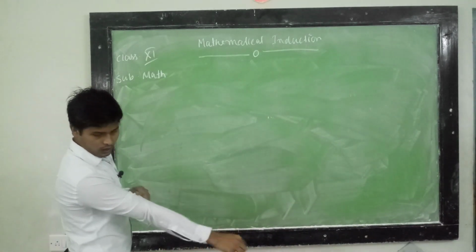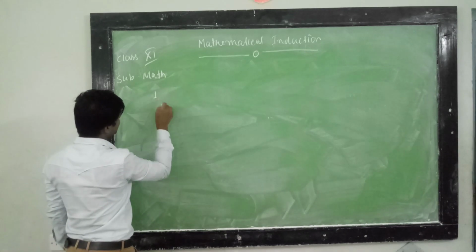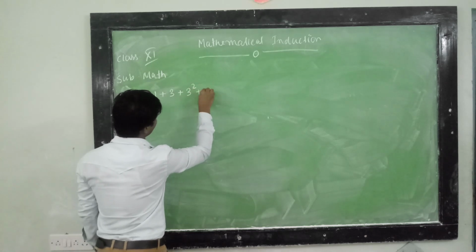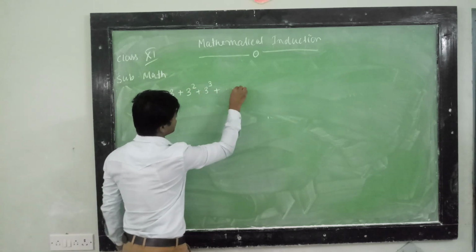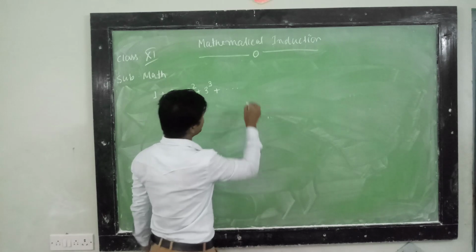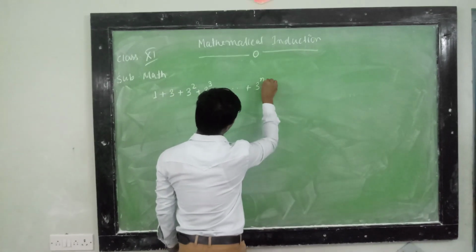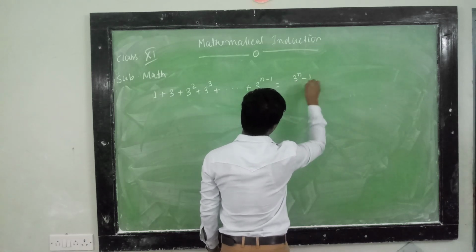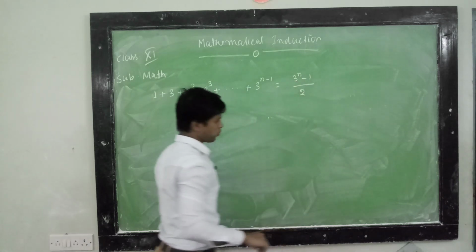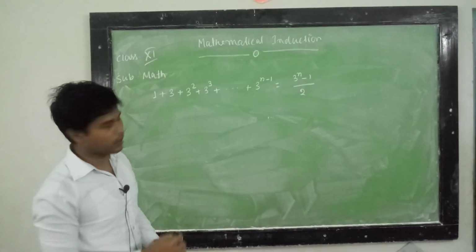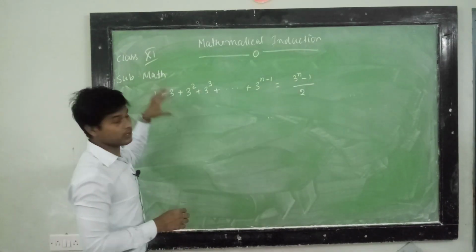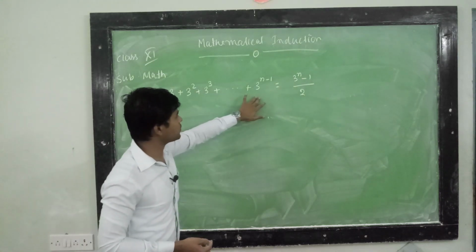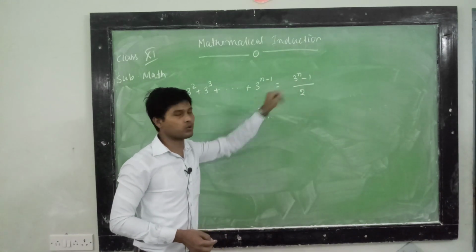Question number 1 is: prove by principle of induction that 1 plus 3 plus 3 square plus 3 cube plus dot dot dot plus 3 to the power n minus 1 is equal to 3 to the power n minus 1 by 2. So we have to prove by using principle of mathematical induction that this expression is equal to 3 to the power n minus 1 by 2.